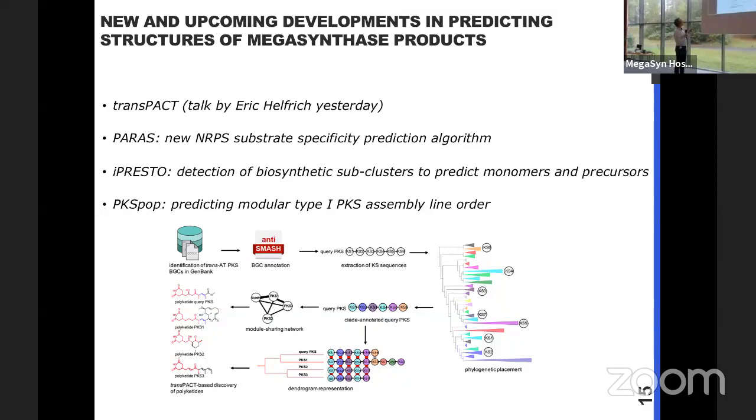So what I want to focus on and introduce you a little bit to are these two tools here. One is iPRESTO, the detection of biosynthetic subclusters in gene clusters to be able to predict monomers and precursors. And because I had the pleasure of following up Kira's talk, I thought it would be nice to also say something about assembly line order and prediction of docking domain interactions, as in PKSPOP.